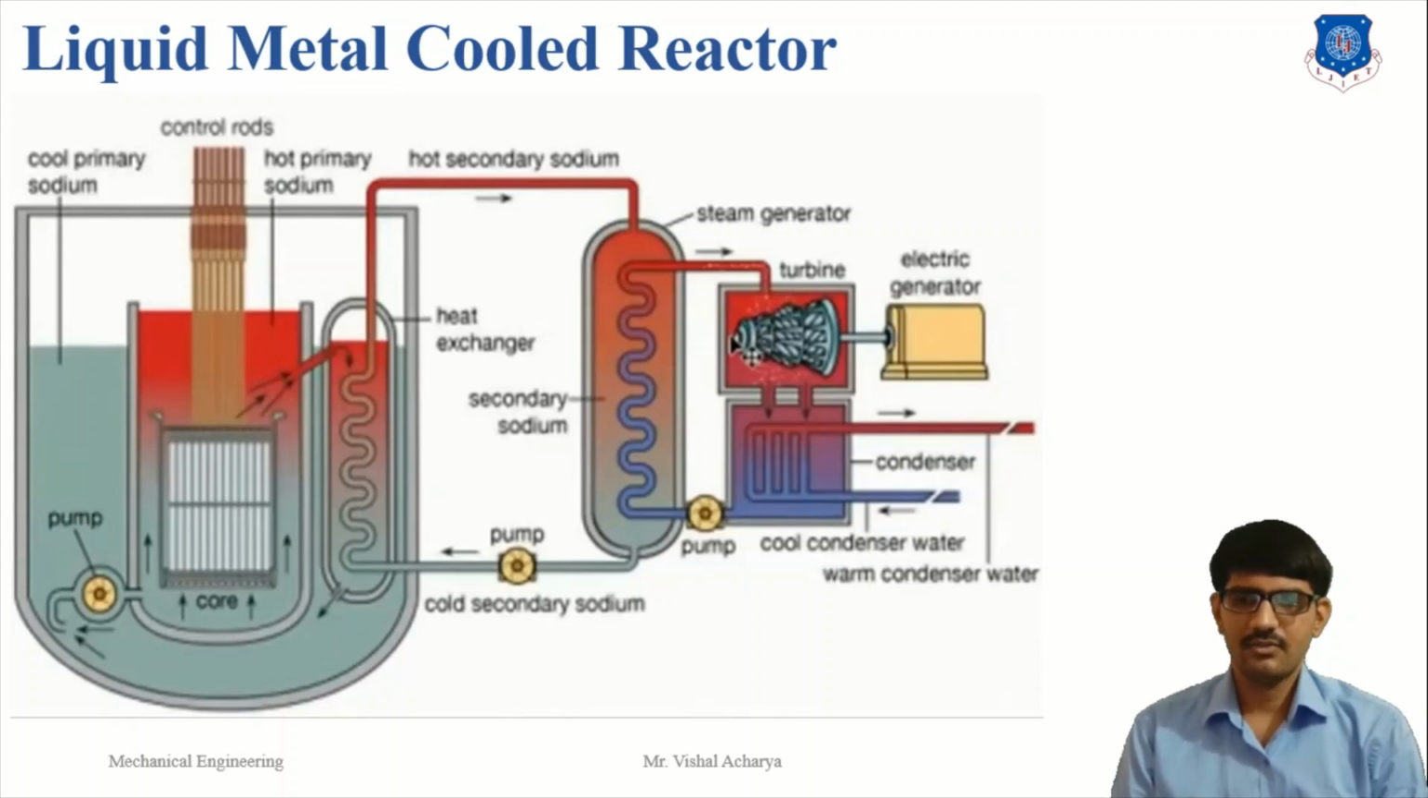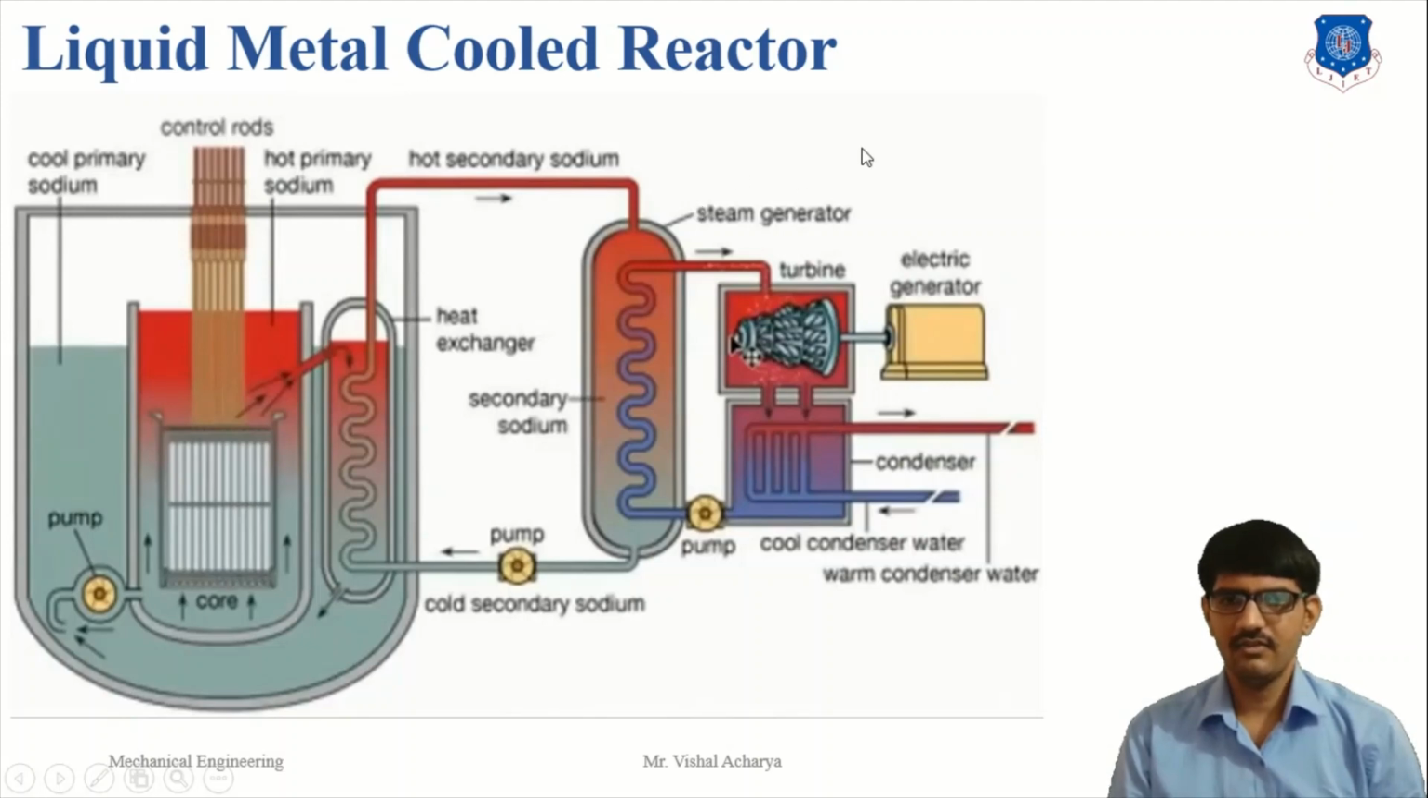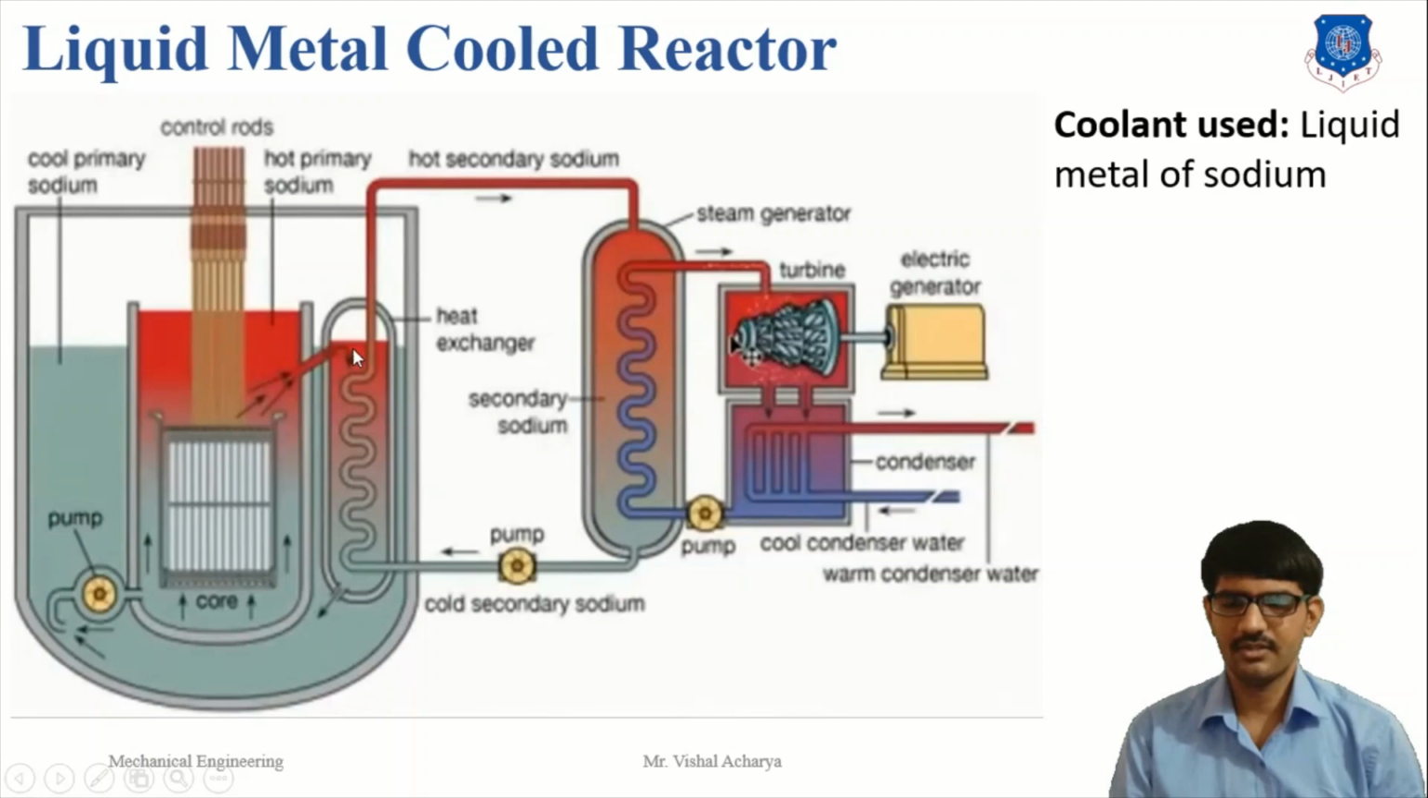Here sodium absorbs the heat and then is passed to the secondary circuit. A total of three circuits are used: the first circuit, the secondary circuit and the third circuit. We use liquid metal sodium as the coolant in the first circuit. In the second circuit we use sodium potassium as the coolant or heat absorber.